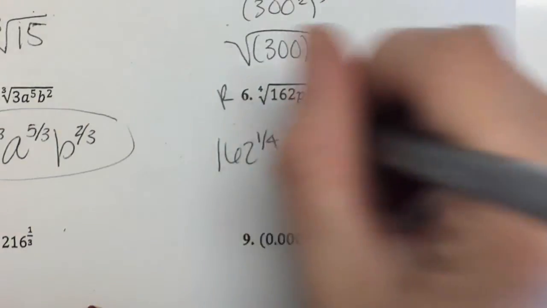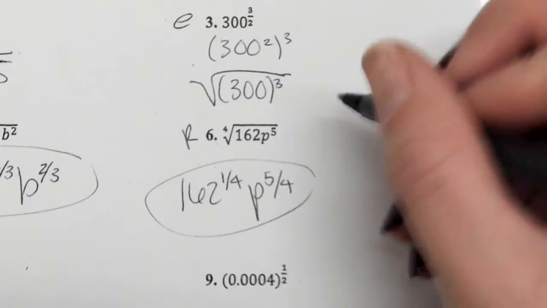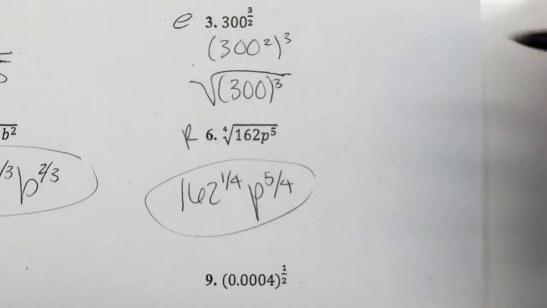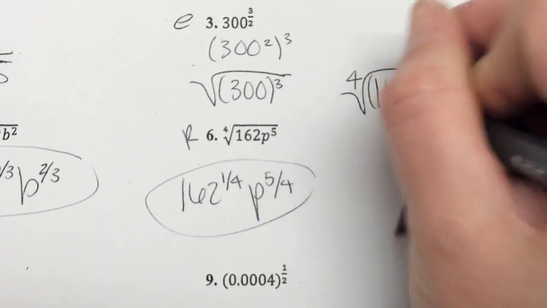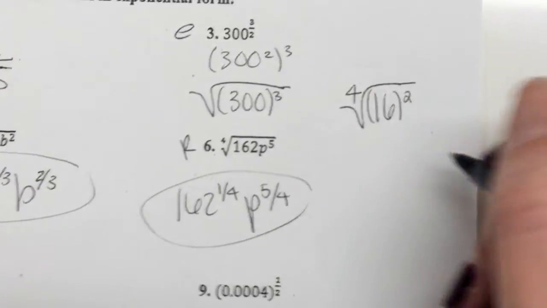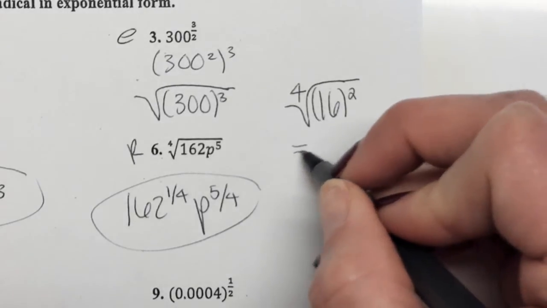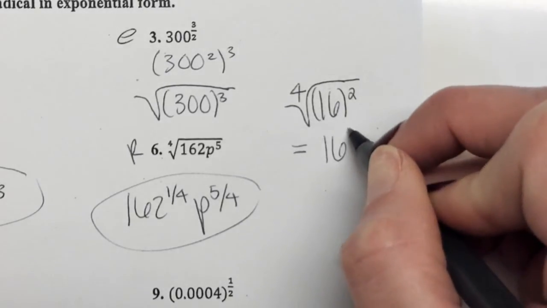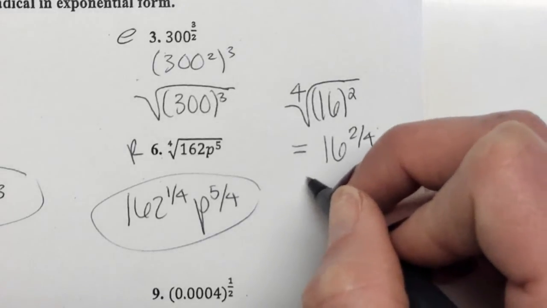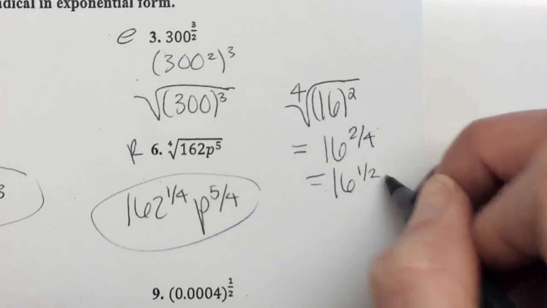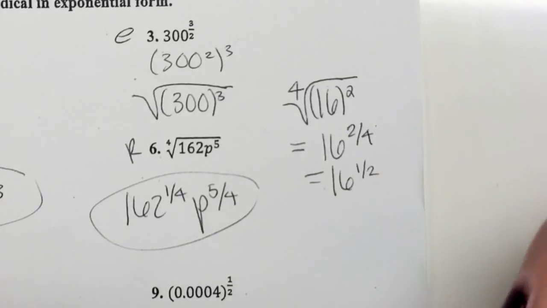One thing, I didn't put one like this on your notes, but if they were to ask you, write this example now. 4th root of 16 squared. And I were to tell you to put this in exponential, you would write 16 to the what power? 2/4. I don't want you to leave it like this. I want you to write what? Yes, 16 to the 1/2. So if you can simplify the exponents, make sure you do that.